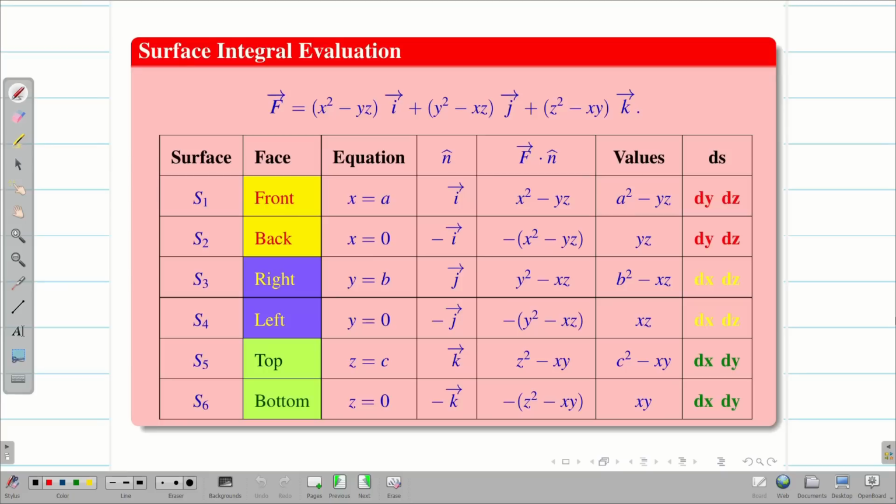Now the table is done, students. In the previous problem, we know S2, S4, S6 is 0. So we just calculate only 3 surfaces. Here, none of them is 0. See, all the values are non-zero.